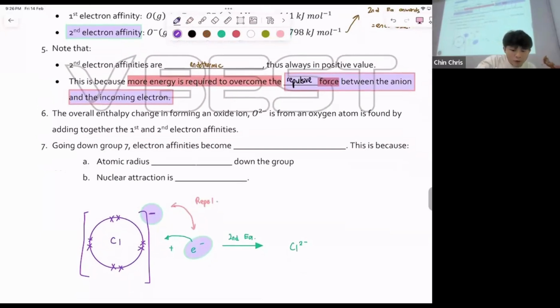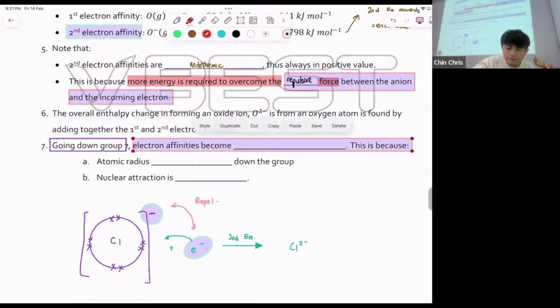Highlight this part, guys. Going down group 17, electron affinity becomes less exothermic down the group. Guys, again, avoid using the word increase or decrease. Use more exo or less exo. Why? Reason being, atomic radius increases down the group. Attraction is weaker now. Done.